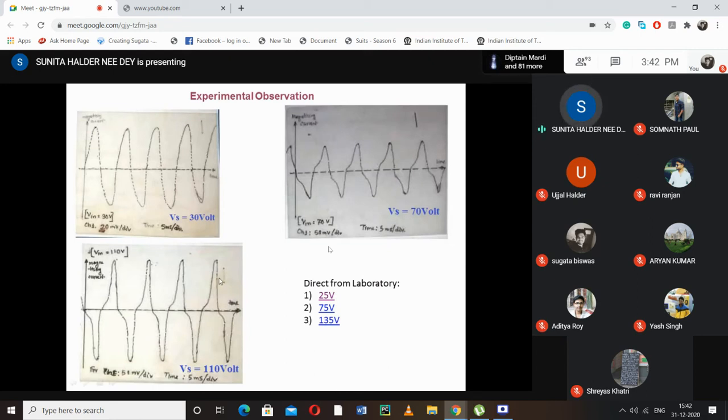And obviously, you should mark the axes here: x-axis time, y-axis not magnetizing current. This student had written magnetizing current, but it is not magnetizing current. It will be V12, because we are not observing magnetizing current.